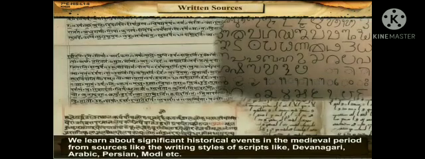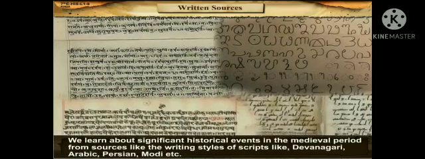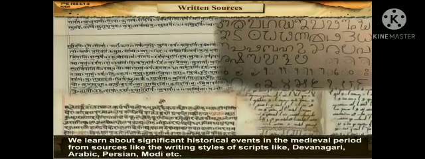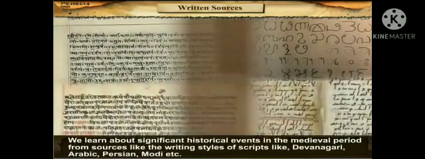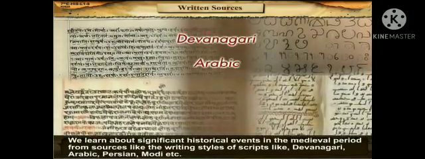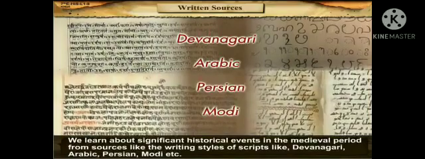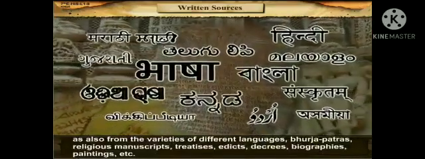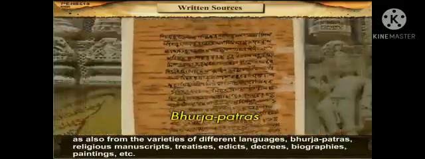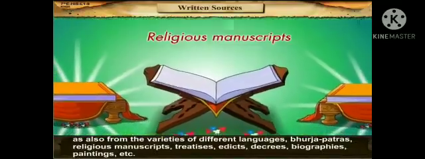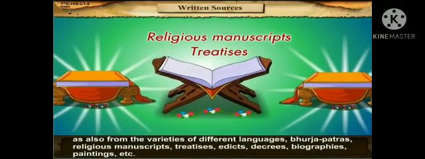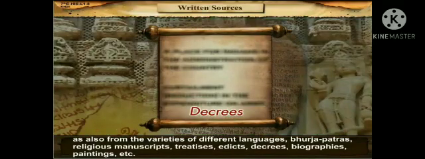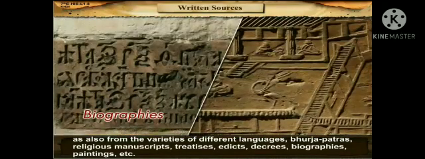Written sources. We learn about significant historical events in the medieval period from sources like the writing styles of scripts like Devanagari, Arabic, Persian, Modi, etc. As also from the varieties of different languages, bakhars, religious manuscripts, treaties, edicts, decrees, biographies, paintings, etc.